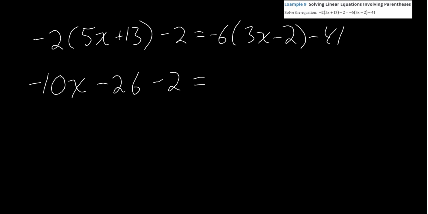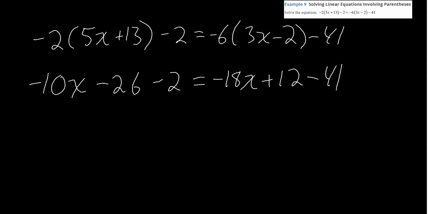And then we're going to have a negative 6 times a 3x. We have a negative 18x. And then negative 6 times a negative 2, which is going to be a positive 12. And then minus 41. So now we need to combine like terms on each side.